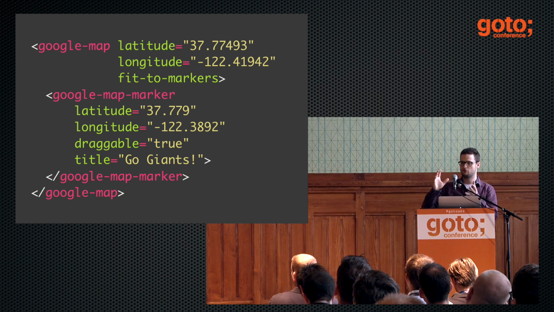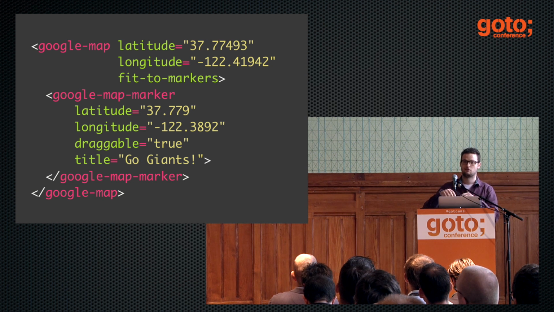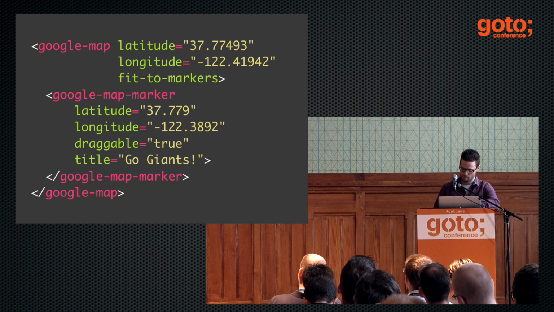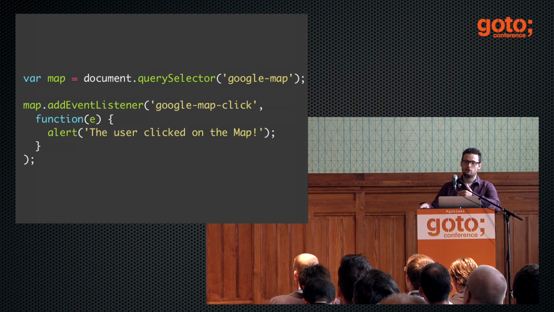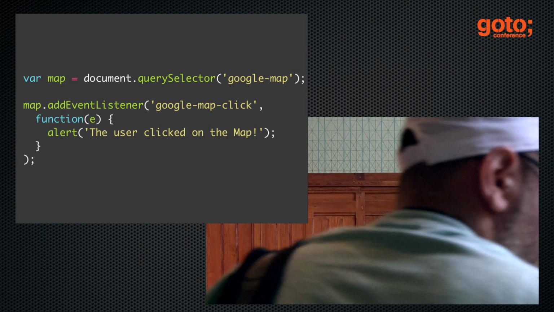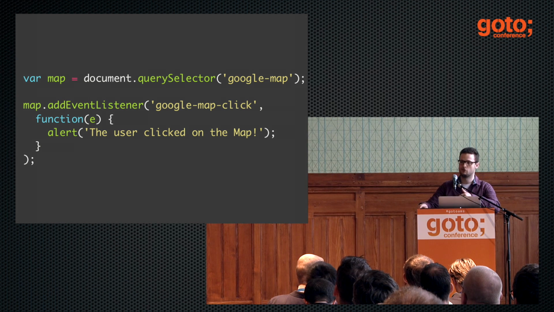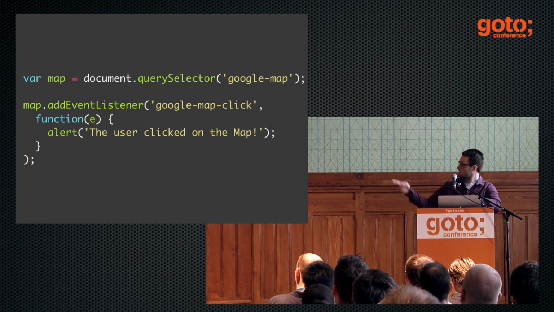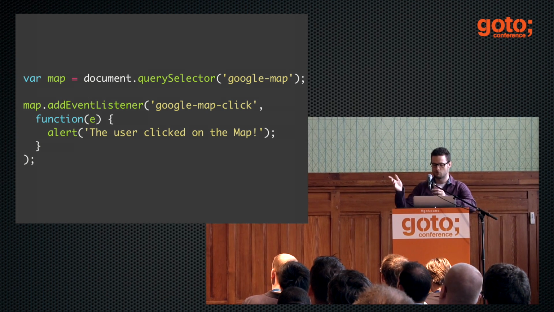This relatively few lines of code gives you a Google Map component. We can send data into the component via its attributes. We can also listen to events the component sends out by, in this case, adding event listeners. That's the Polymer way to do it.